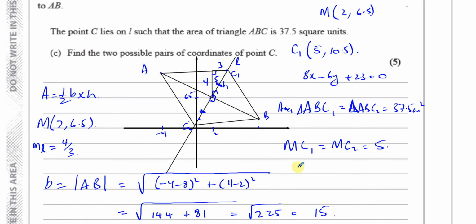And for C2, we can see that the same thing applies. You're going to have rise and you're going to have run. Okay, so we can see that the x coordinate has to be 3 less than M. So it's 3 less than 2, which is -1. And remember this is 4 and this is 3, so it has to be 4 less than 6.5, which is 2.5.